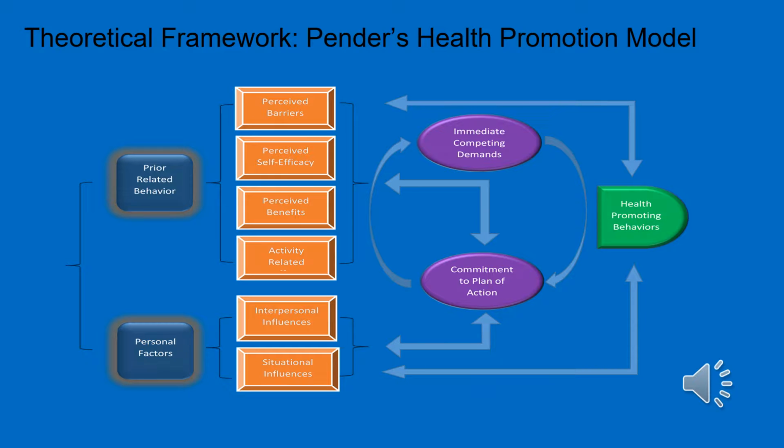For this presentation, we chose Nola Pender's health promotion model. This is a cognitive social learning theory. This model is useful in the control of unhealthy behaviors such as addiction. Behavior-specific cognitions in the theory include perceived barriers to action, such as poor support system, lack of financial resources, stress of life, the physical need for the drug, and side effects that occur when you do not have the drug.